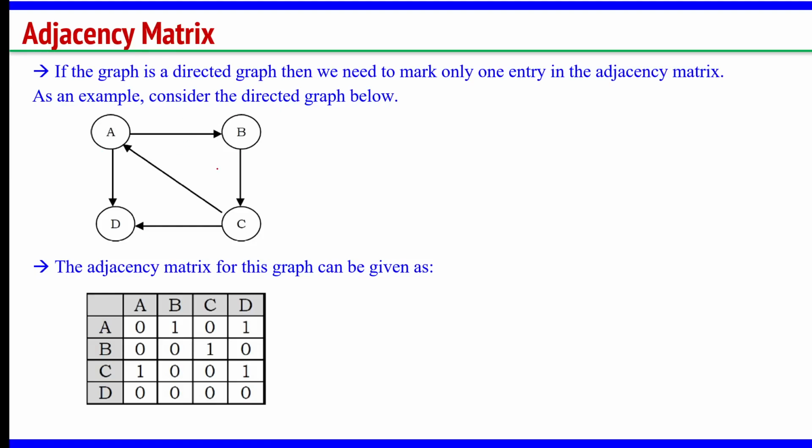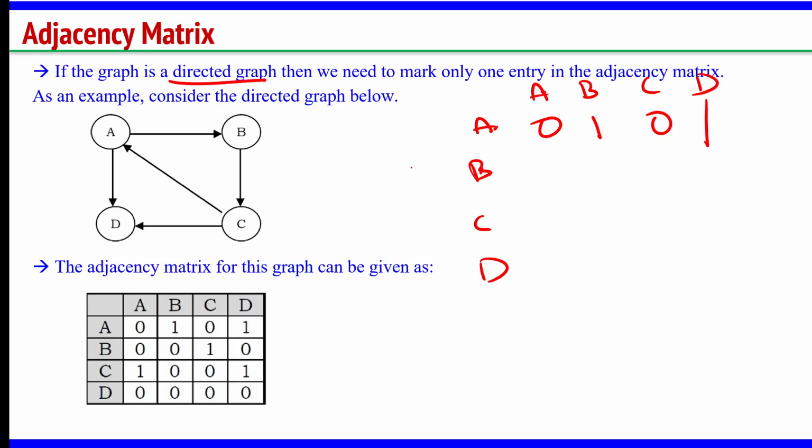When you have a graph like this, if the graph is a directed graph, then we need to mark only one entry. This is a graph here. How many vertices are there? A, B, C, D. You write them in the columns, and in the rows also, A, B, C, D. Now, is there any path from A to A? No path, put 0. From A to B? Yes, 1. From A to C? No path. From A to D? Yes, you can see there is a path here, the direction is given, so this is also 1.